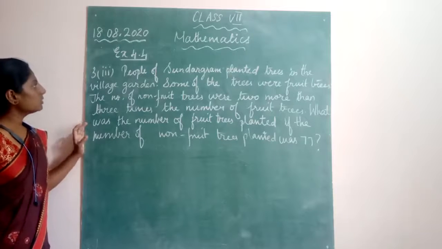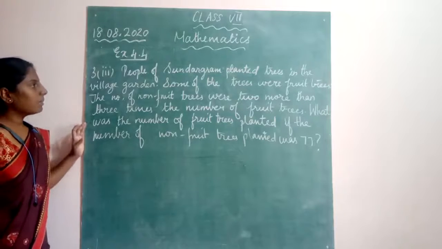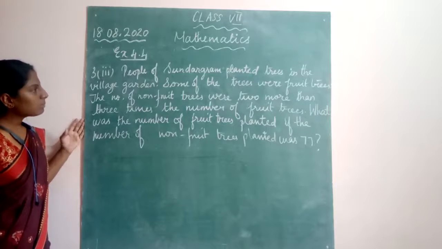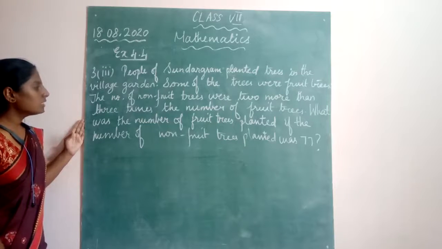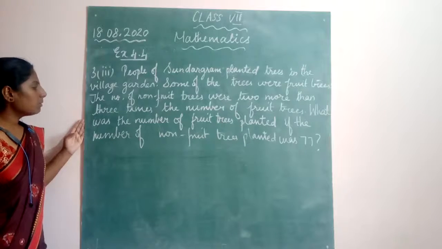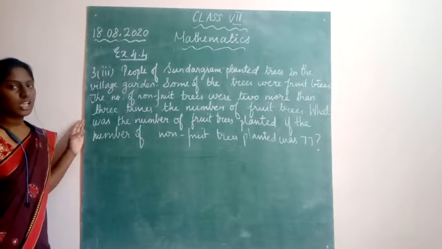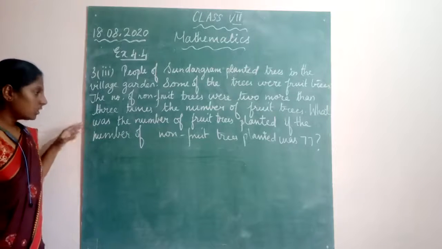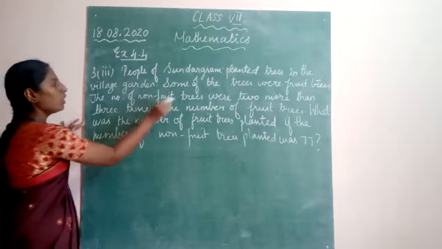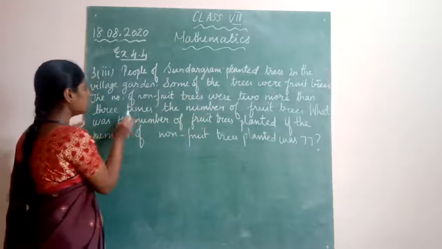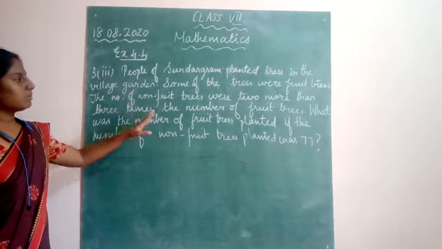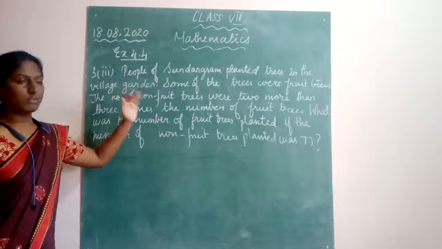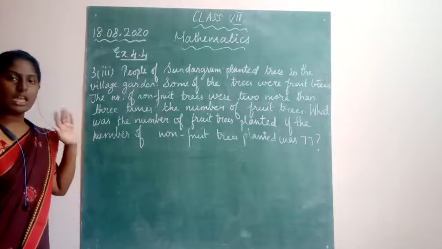Third question, third subdivision. People of Sundargram planted trees in the village garden. Some of the trees were fruit trees. The number of non-fruit trees were 2 more than 3 times the number of fruit trees. What was the number of fruit trees planted if the number of non-fruit trees planted was 77? Okay. So here, number of non-fruit trees is compared with fruit trees. So we have to take fruit trees as the unknown variable.